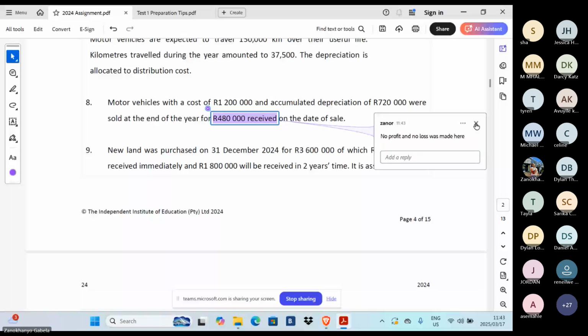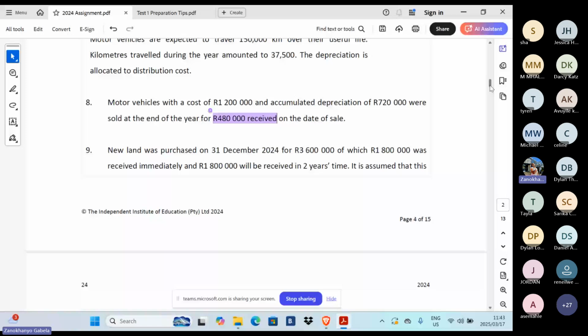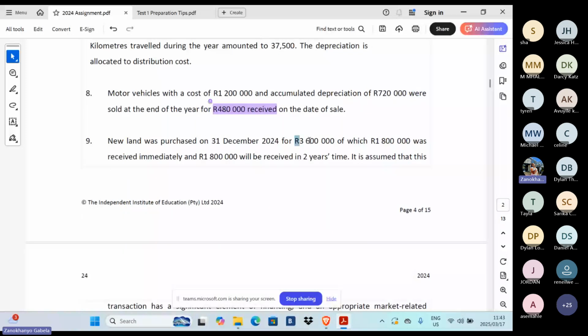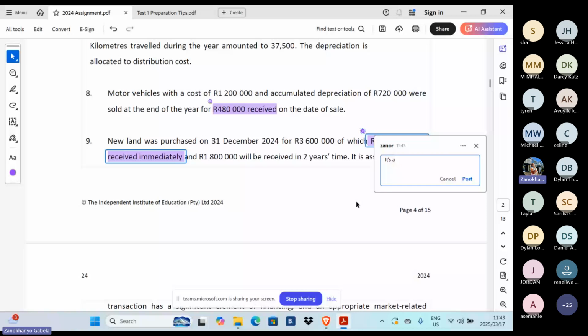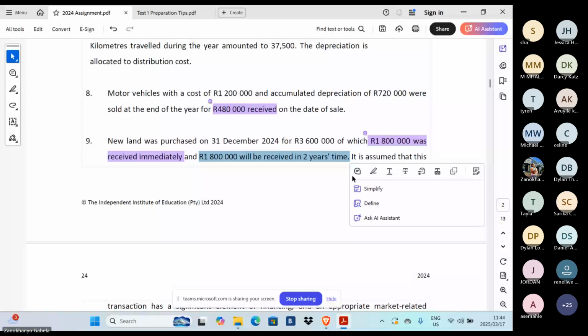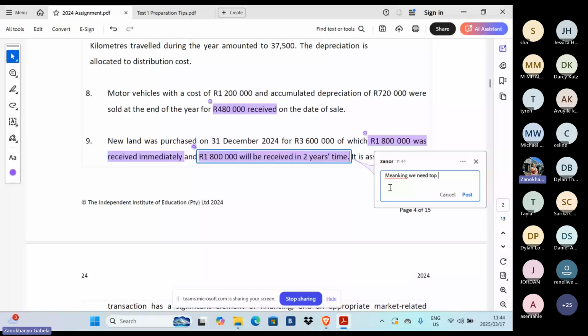Okay. And then new land was purchased for 3.6 million, right? Of which 1.8 was received immediately. Okay, we should be happy with this one. So it's actual value. Okay. Then 1.8 received. Meaning we need to present value the future value of 1.8 million so that we can see how much this 1.8M is currently.